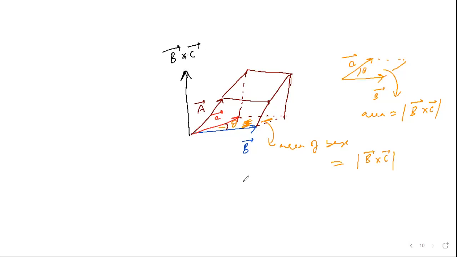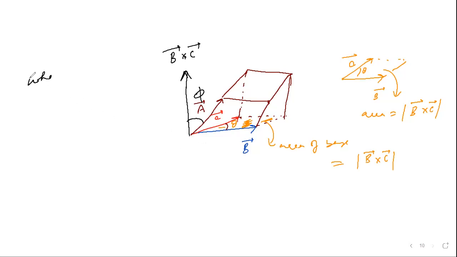Perpendicular to the plane of B and C, right? Let the angle between A and B cross C be phi. Got it? The angle between A and B cross C is phi. Now, then what is A cos phi?